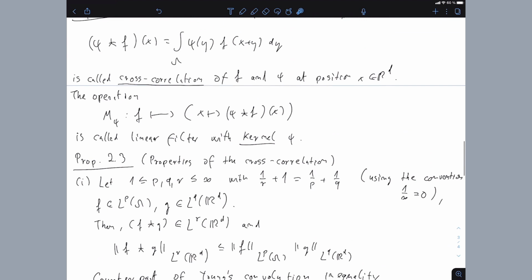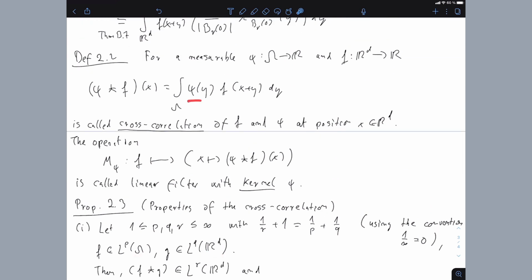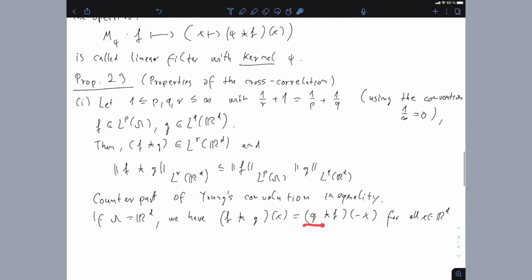But if omega is equal to R^d, then we can switch the roles of both arguments since the conditions are fulfilled. That's why it makes sense to look at the other order. And the price for changing is flipping the sign of the argument. That's different to the convolution. For the convolution, the argument would stay the same if you flip.